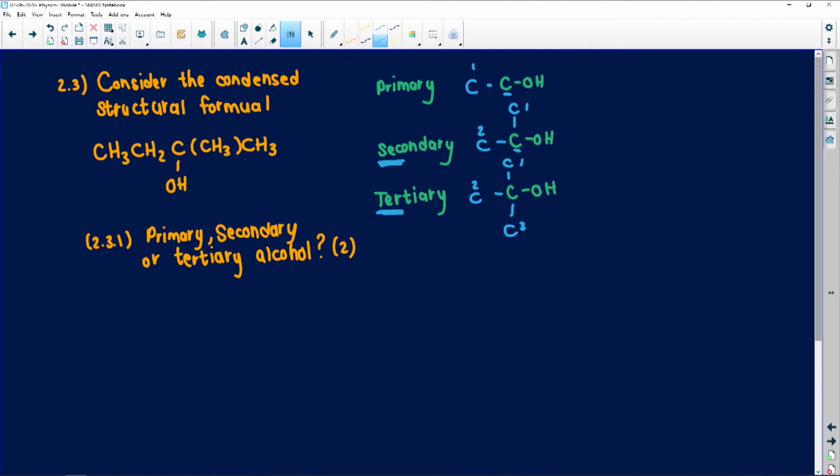So let's look at this one. I'm actually going to redraw it, and then let's see if we can understand it. So we've got 1, 2, 3. This bracket means it is a side chain somewhere. Then it's got this one. So we've got 1, 2, 3, 4 carbons in a chain. I've got 1, 2, 3, 4 carbons. And then on the third carbon, I've got an OH.